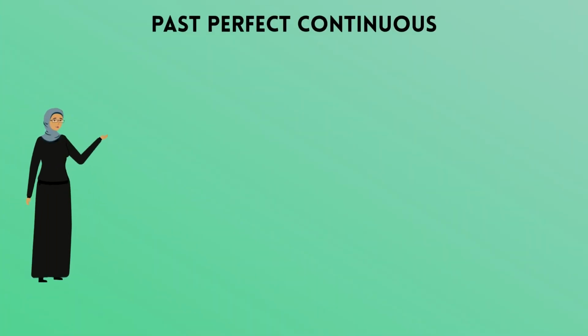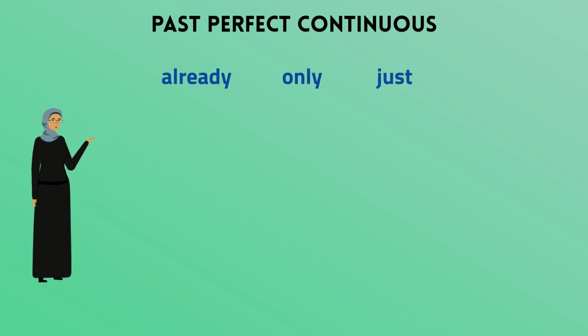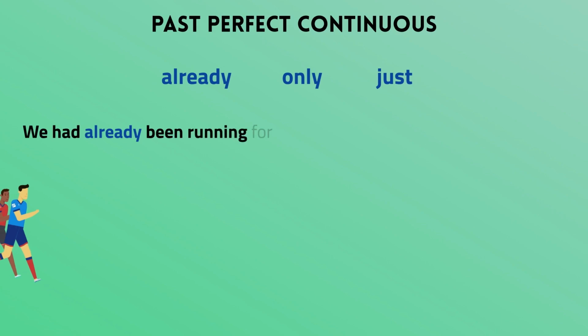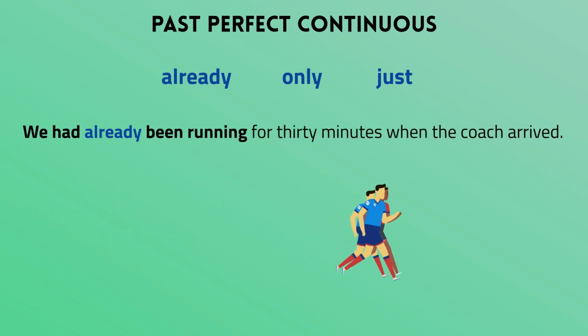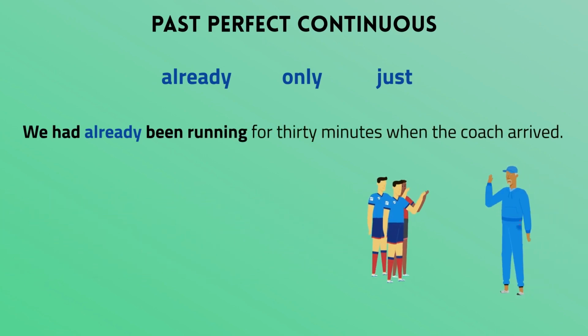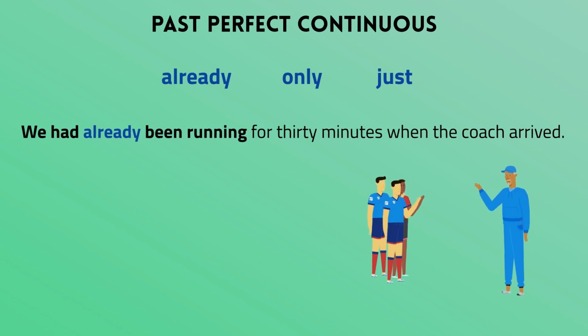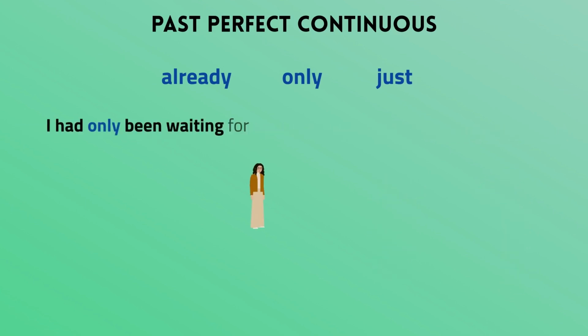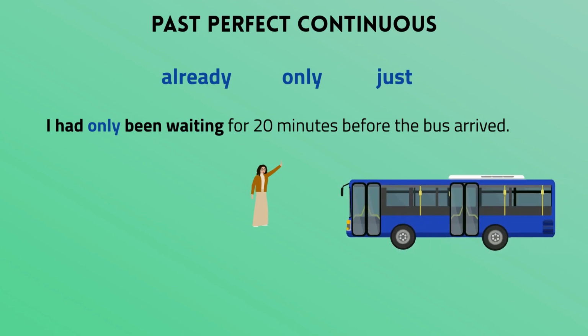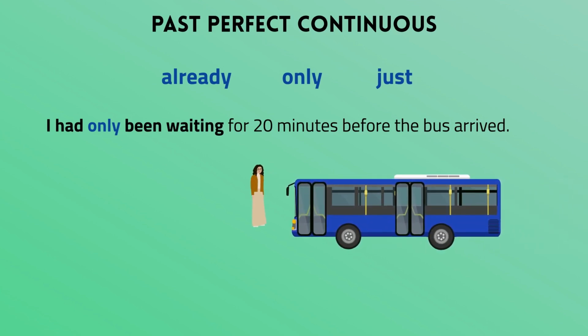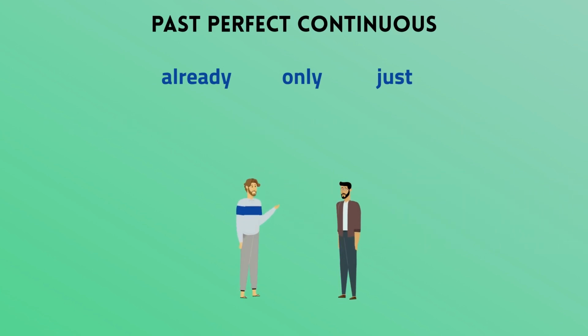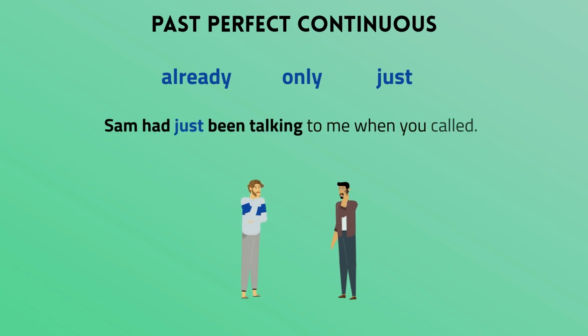We often use adverbs such as already, only, and just in past perfect continuous sentences. For example, we had already been running for 30 minutes when our coach arrived. I had only been waiting for 20 minutes before the bus arrived. Sam had just been talking to me when you called.